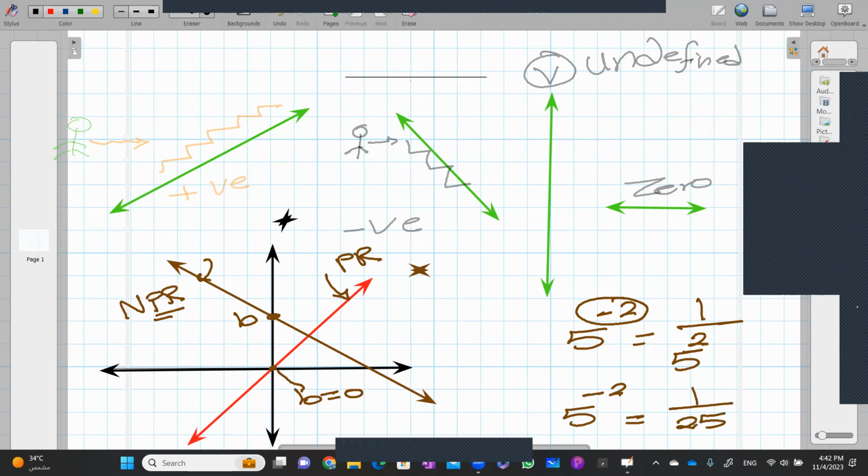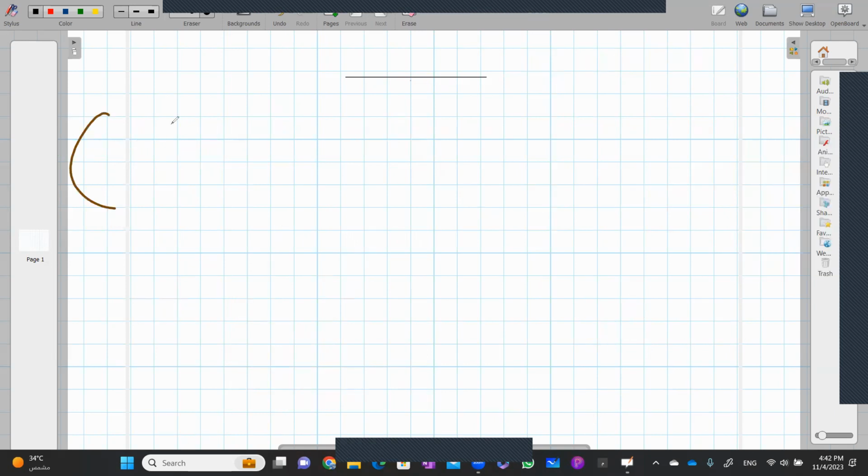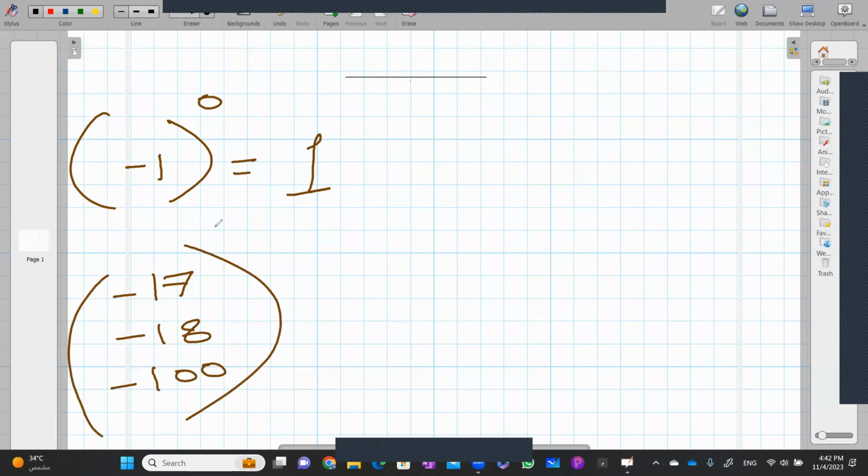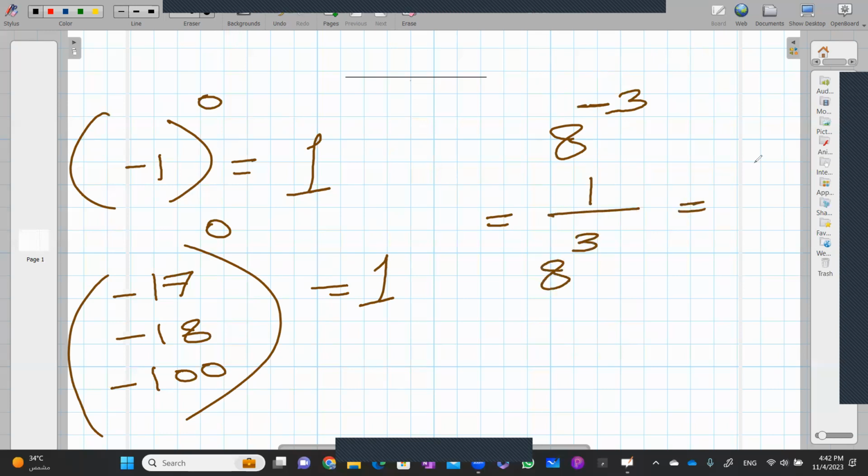And also we said, if I have anything exponent 0, the answer will be 1. Negative 1 exponent 0 is 1. If I have negative 17 or negative 18 or negative 100, anything exponent 0, the answer should be 1. If I say, for example, 8 exponent negative 3, this means divide by 8 exponent 3, then 1 over 8 exponent 3. Then it will be 1 over 8 times 8 times 8, and multiply and find the answer.